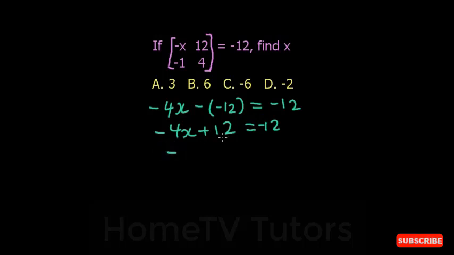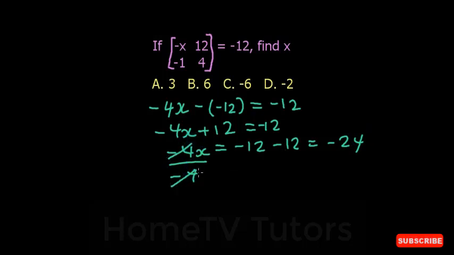So we have minus 4x plus 12, which is equal to minus 12. So we take the plus 12 to the right hand side, which will now be minus 12 minus 12. The plus sign will change to minus, so we now have minus 24. Then we divide both sides by minus 4. Minus cancels minus. 24 divided by 4 will give us 6. So the right answer option is B.